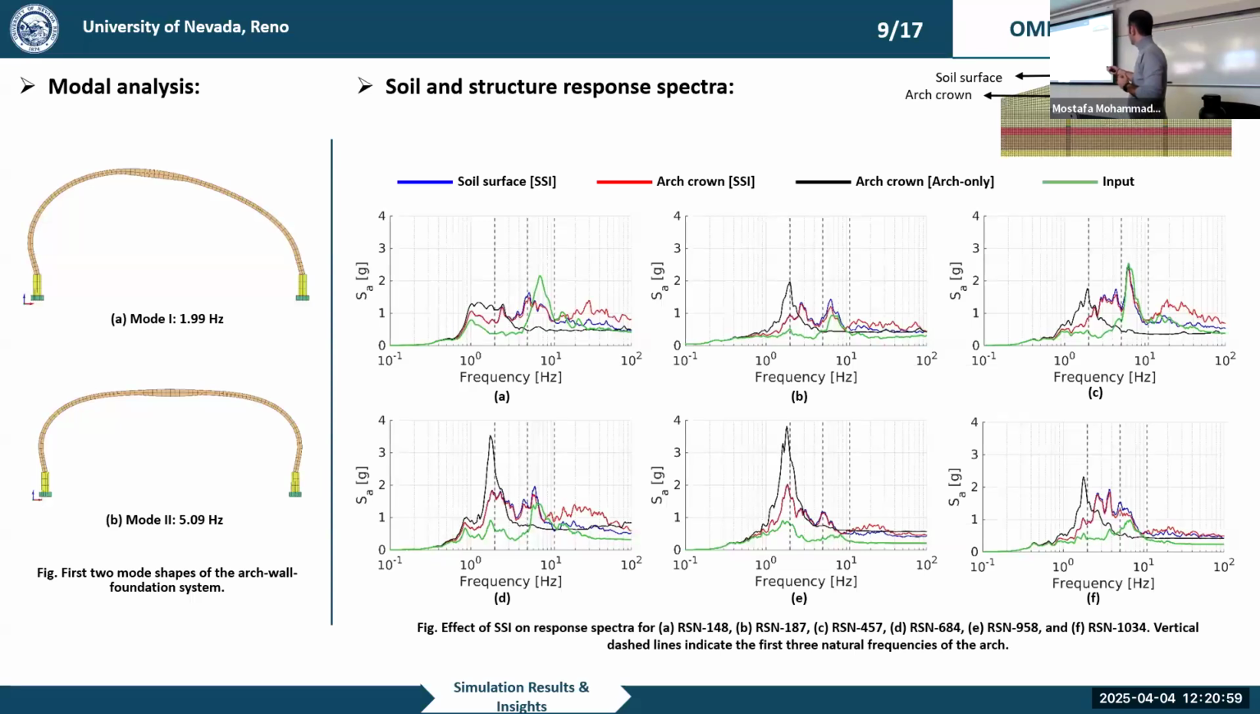And I have 6 figures. Each of these figures is for each of those motions that I showed you: RSN 148, 187, 457, up to 1032, it should be. It's wrong.